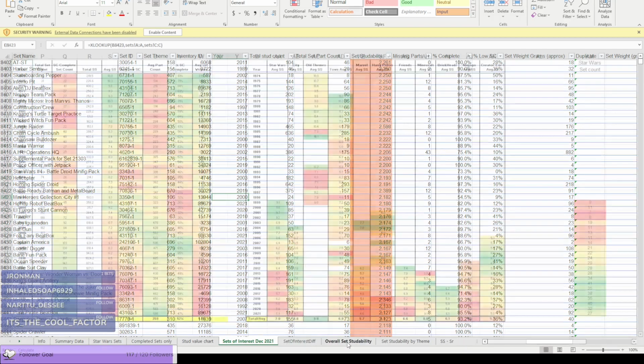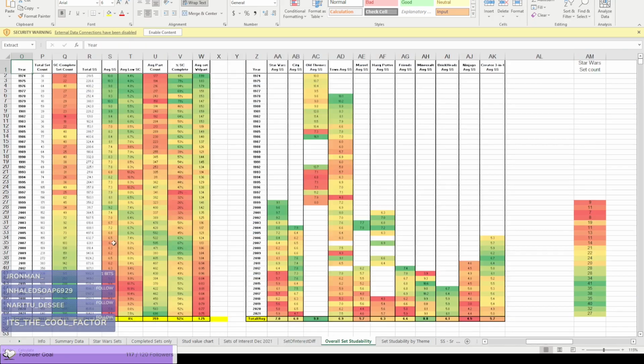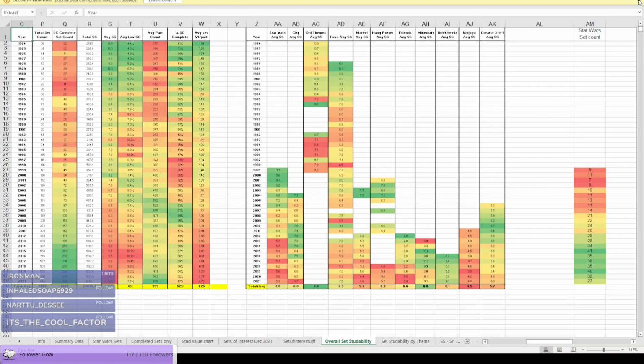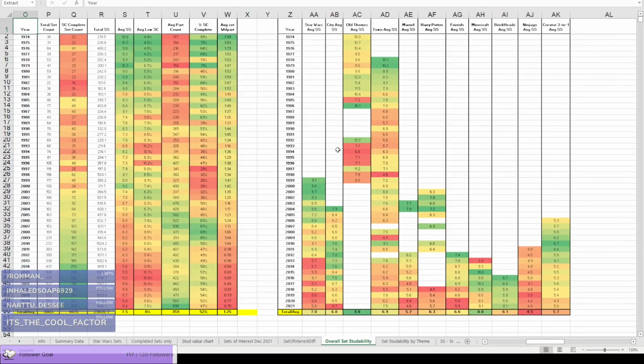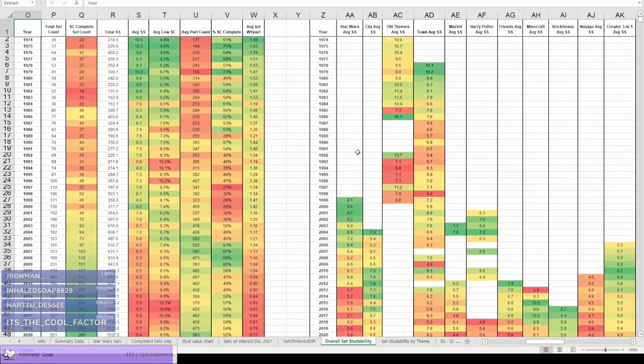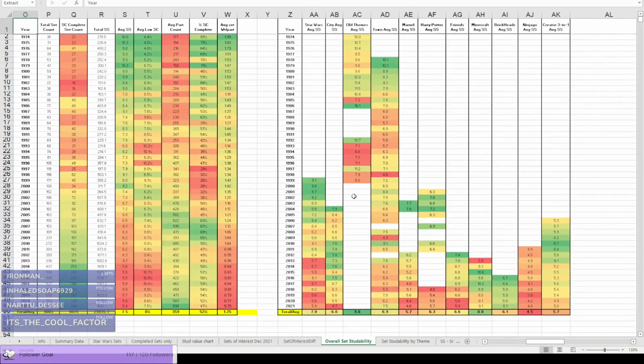We're going to keep moving here because I don't want to bore everyone. We're going to jump over to where I did this kind of overall set studability. And so all these colors here, and I apologize if this is really small on screen. It's a little hard to make this show up super well. I can probably zoom in just a little here. Yeah, I can't zoom in too far.